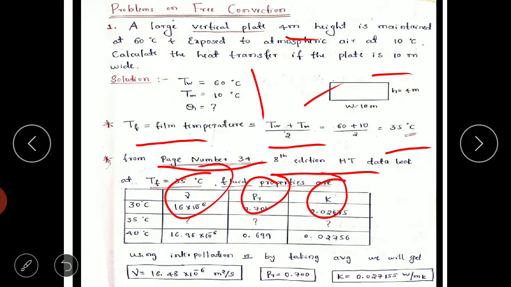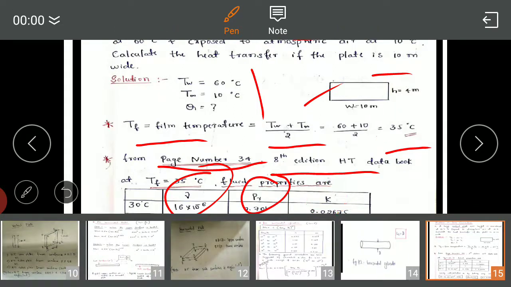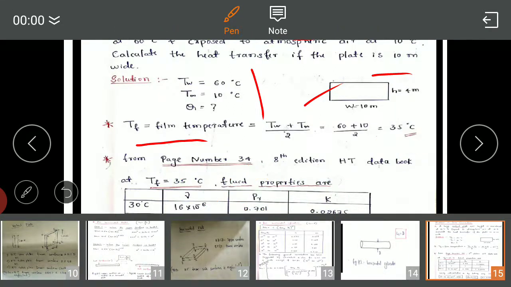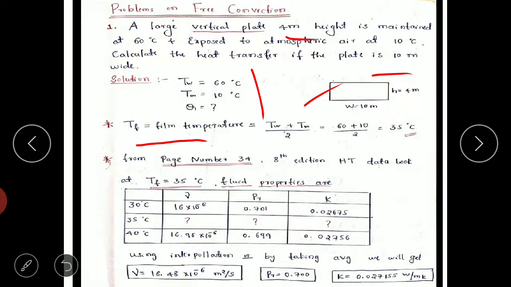Here, based on TF, we are calculating all these properties. Okay, so if TF is 35 degrees Celsius, we can take the average. In the data handbook, all the properties are given based on temperature, for every 10 degrees Celsius: 10, 20, 30, 40, 50. If you want the properties in between, say at 35, between 25 and 45, you can take the average.